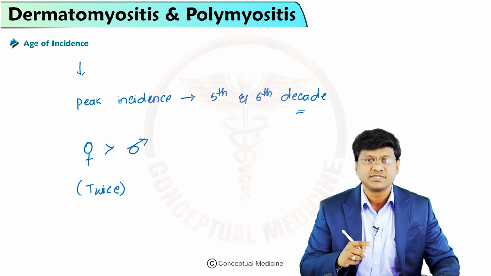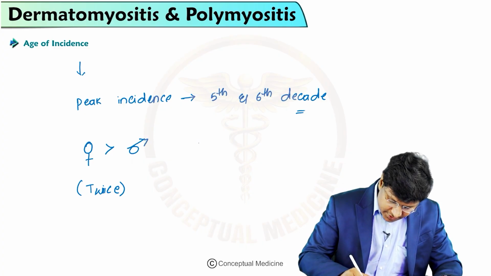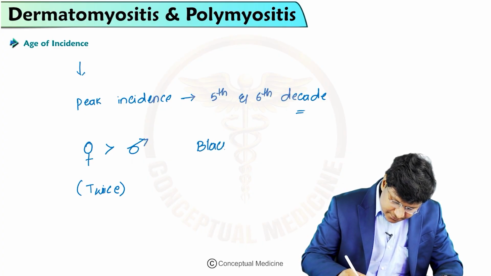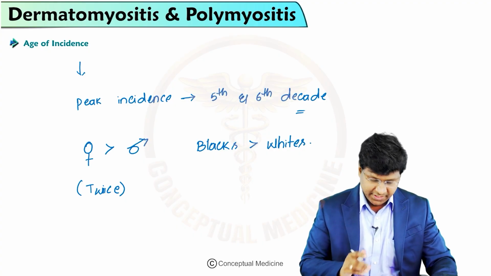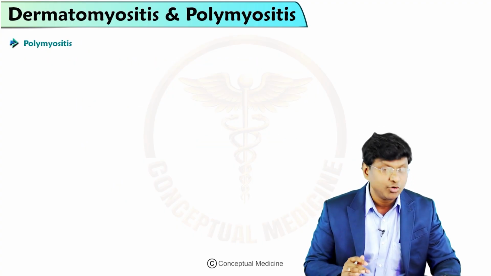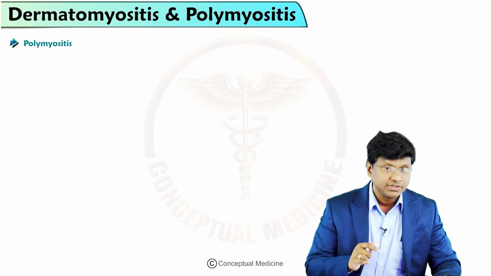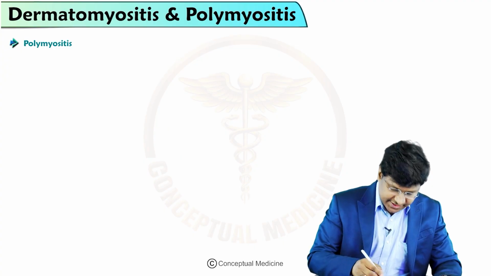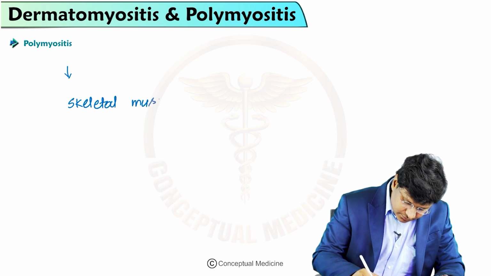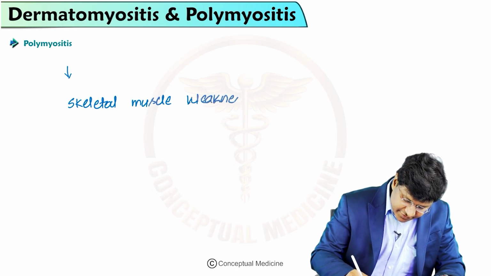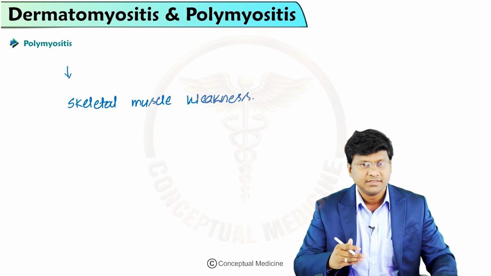And in which group of individuals is this more common? It is more common in blacks rather than whites. Now, followed by that, let me discuss polymyositis in detail. So, what have we discussed? You have the skeletal muscle weakness. I will discuss one by one. First, I will discuss polymyositis and then followed by that, dermatomyositis.